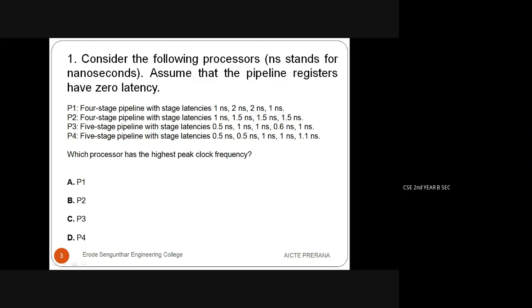Followed by P4, processor 4, which also has a 5-stage pipeline, with latencies 0.5, 0.5, 1, 1 and 1.1 nanoseconds. What they are asking is which processor has the highest peak clock frequency. The options are A P1, B P2, C P3 and D P4. So this is the question they have given, and we have to find out which processor has the highest peak clock frequency.